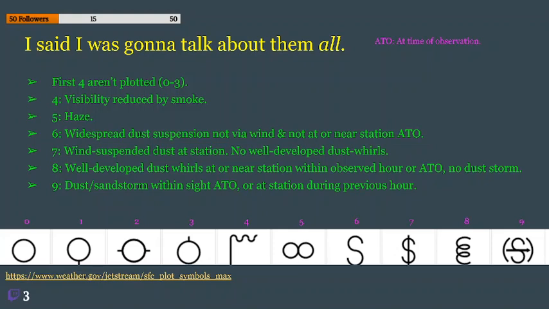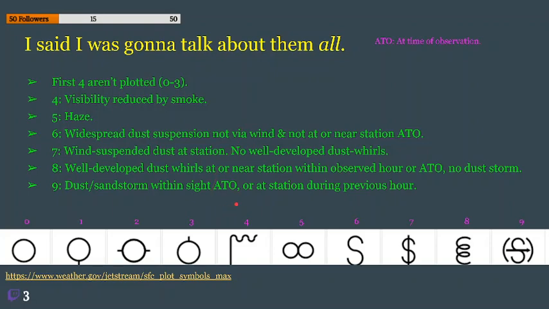Oh, I'm sorry. You thought I meant that we were going to be talking about these later. No, we're going to do it right now. So, note here is that ATO means at time of observation. And like I said, there's 100. So, here we go. 0 through 3 are not plotted because they do not matter.